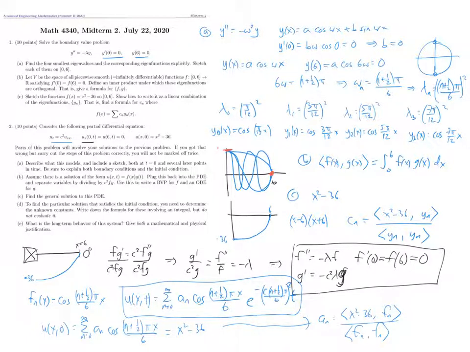Now I said involving an integral, but it's perfectly fine to write it like this because I've already told you how this inner product is defined, so I don't need to rewrite that. And that's it. What's the long-term behavior of this system?